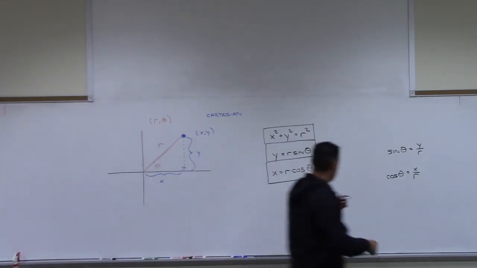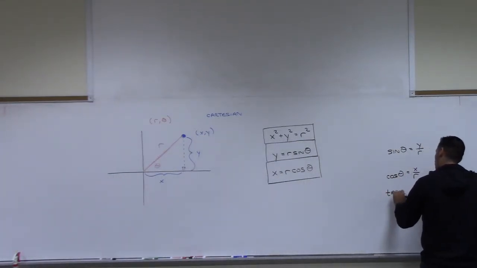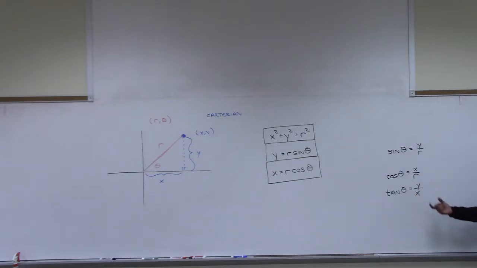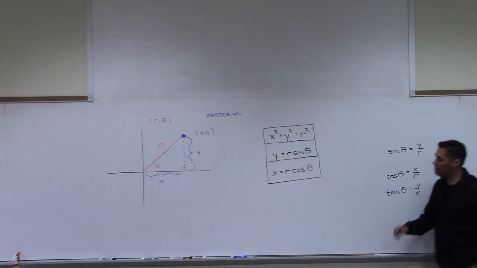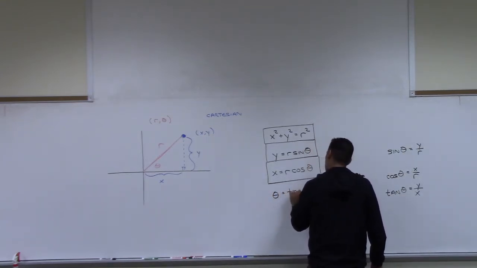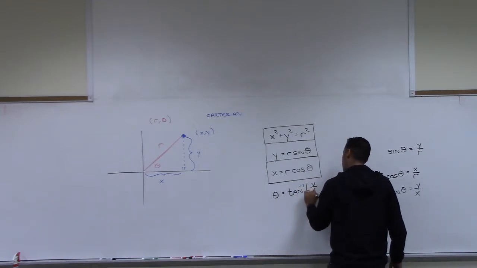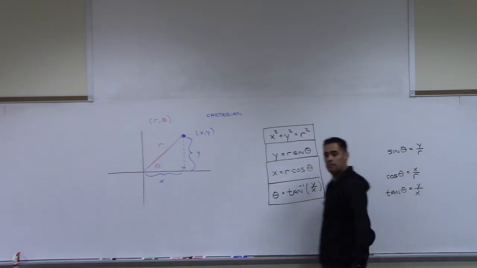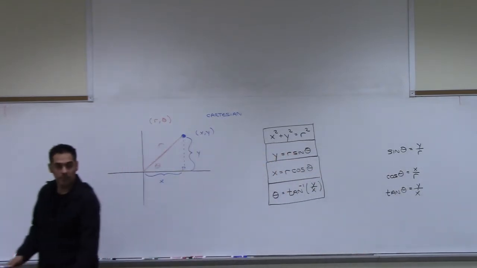Let me write it down over here. Tangent theta equals what? Y over x. Now, can you solve this for theta? Get theta by itself. What would you have to do to get theta by itself? Arctangent on both sides. So can I write this down? Theta equals arctangent of y over x. Yeah? You all with me?